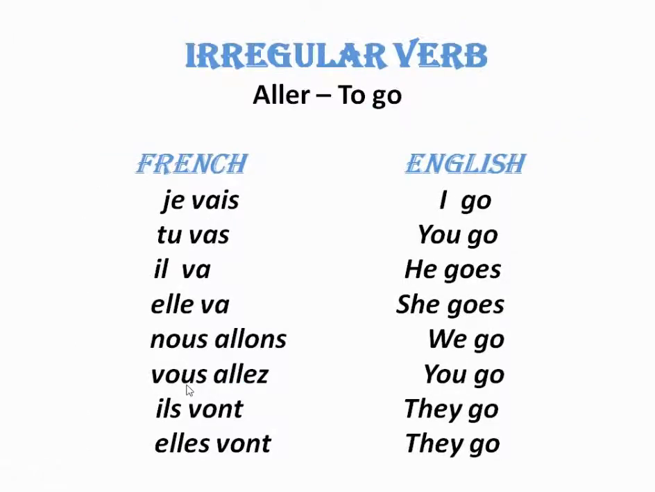Then another irregular verb. This is the only exception in ER verbs which is conjugated in an entirely different manner. Otherwise, all the ER verbs are conjugated in the same manner. Aller, which means to go. Je vais, I go. Tu vas, you go. Il va, he goes. Elle va, she goes. Nous allons, we go. Vous allez, you go. Ils vont, they go. Elles vont, they go.